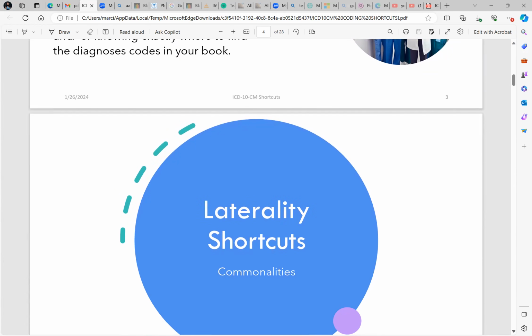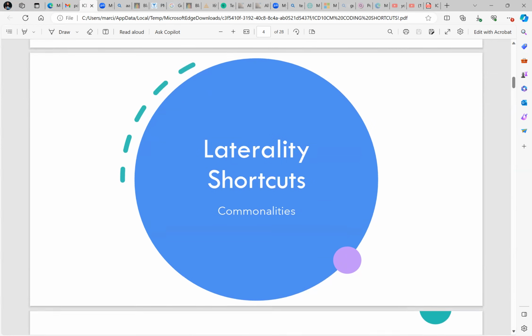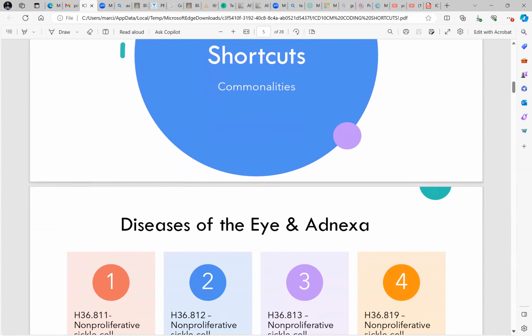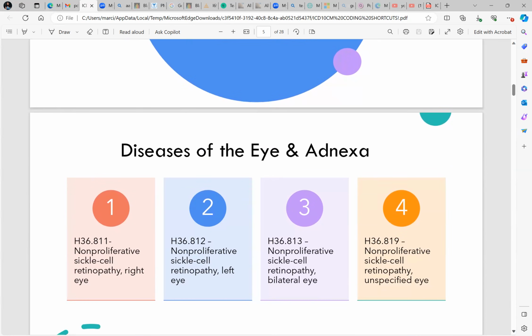Again, we always have access to so much software, encoders, and our books. Now, we do not have to memorize these things. However, just knowing some of these shortcuts will help you save time and help you learn your ICD-10 codes. So first, we'll go over the laterality shortcut commonalities. First, we'll talk about the diseases of the eye.